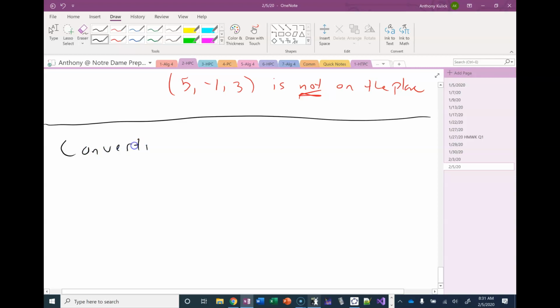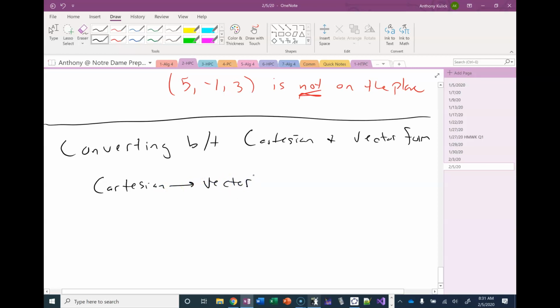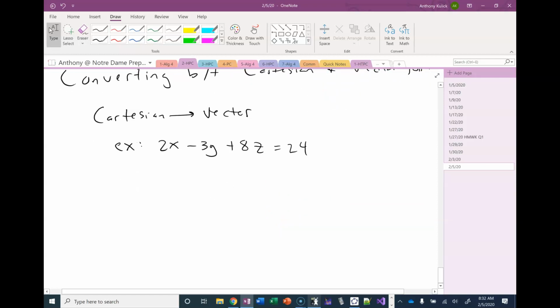So let's talk next about converting between Cartesian and vector form. So we'll start with the easy direction. It's quite easy to convert from Cartesian form to vector form. So for example, let's say that we have the Cartesian equation of a plane: 2x minus 3y plus 8z is equal to 24.